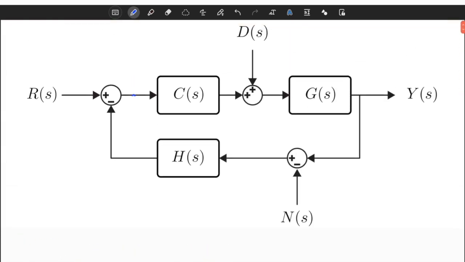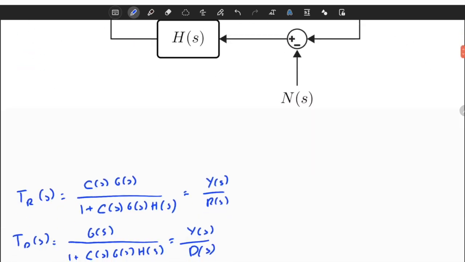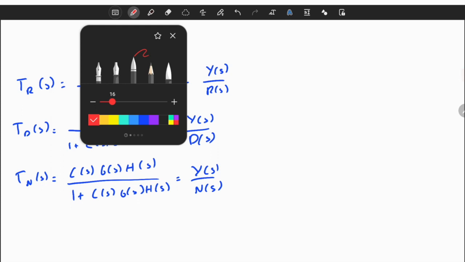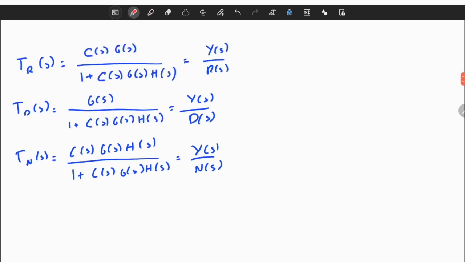We want to track R. So we don't want to reject R. R is the reference signal and it has the same units as y. If it's meters, it's meters. If it's angle, it's angle. And we technically want that. From the perspective of reference tracking, we want that y of s is approximately equal to r of s.